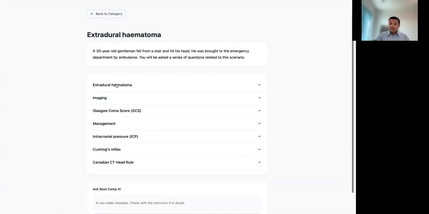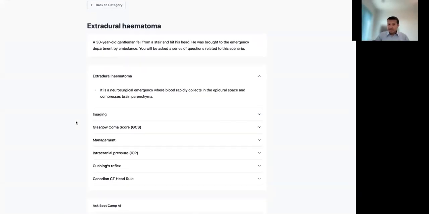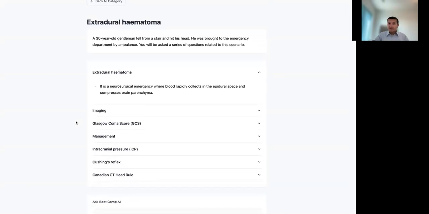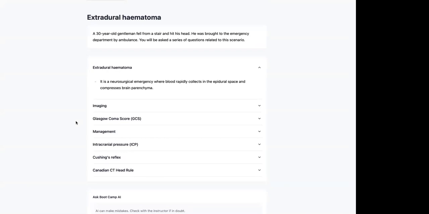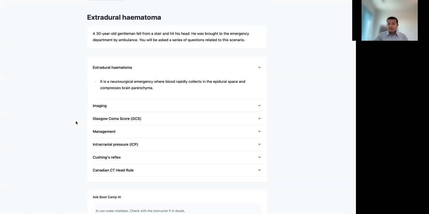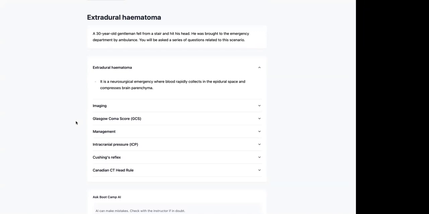So extradural hematoma, it's a neurosurgical emergency. You have to act quickly. Why does extradural hematoma happen? Where does it happen? Usually anywhere between the dura and the skull. Commonly after trauma, in the pterion area, due to the middle meningeal artery.